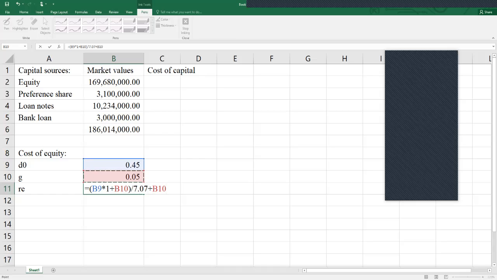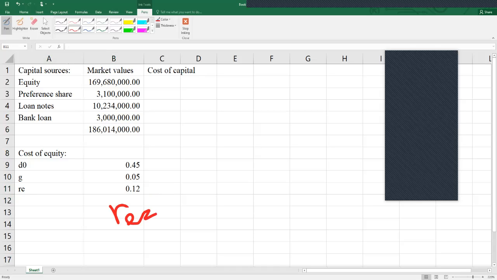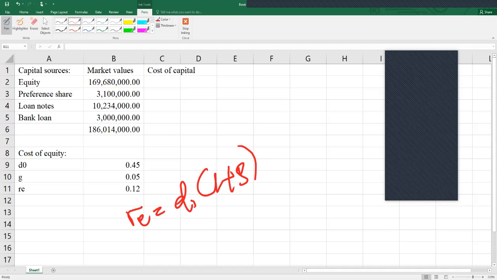Clear? Okay, let me just put this in brackets also. And that's therefore 12% as the cost of equity for this company. Is that clear? And don't forget what I've just done. The cost of equity for the company will be equal to D naught times 1 plus G, divided by P naught, plus G. D naught was 45 cents, G is 5%, P naught was 7.07, plus the G.